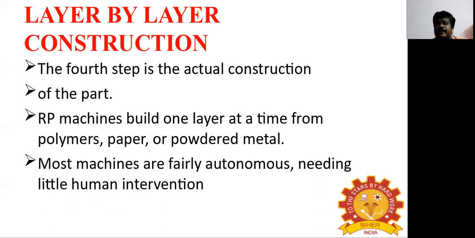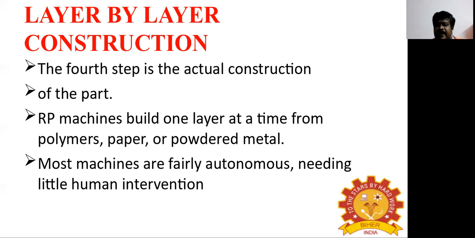It can do its operation on its own. These machines require less human intervention or less human support. Why? Because these machines are autonomous. So the fourth step is our layer by layer construction. That is the actual construction of our part, or the model.